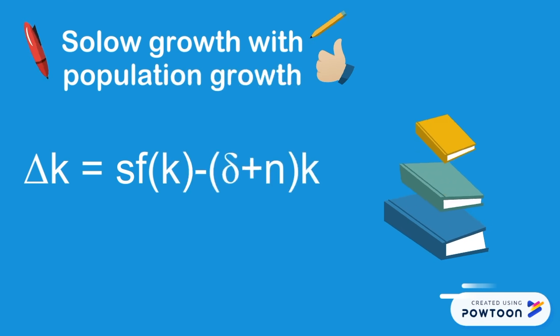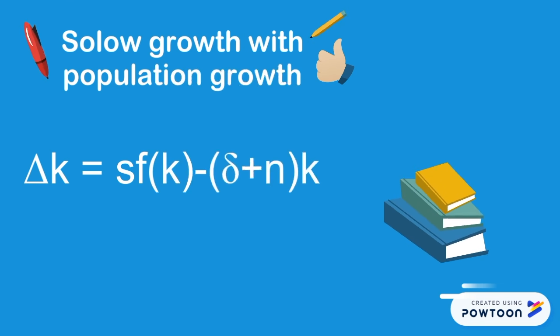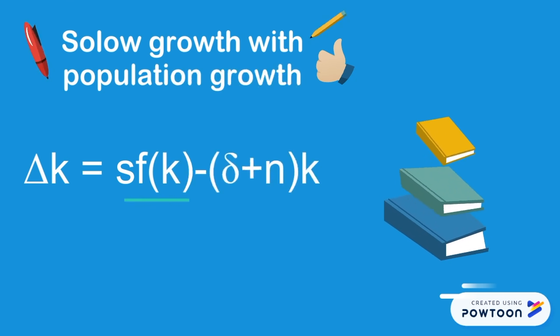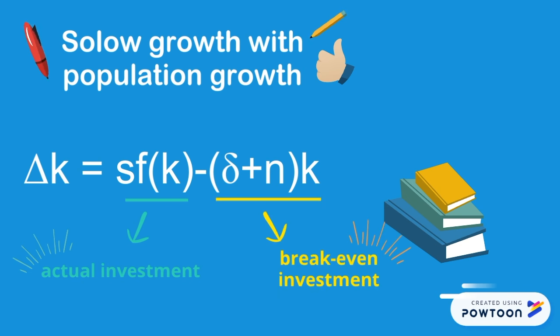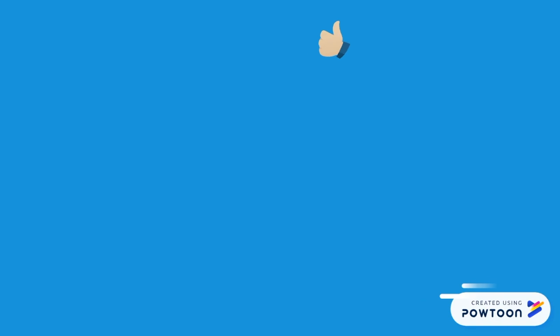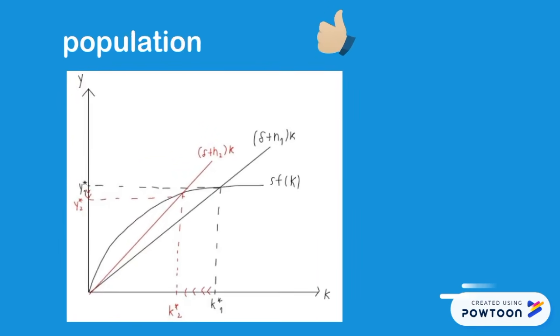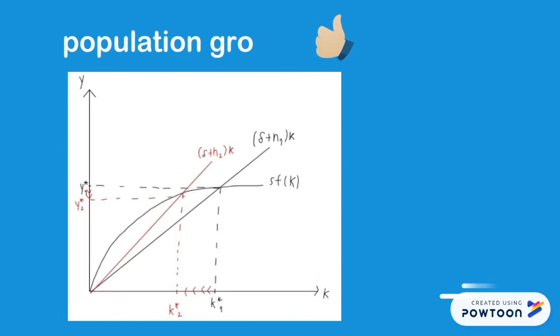First, we will add the rate of population growth, n, whose value can be between 0 and 1. We will get the equation of motion for K with population growth: delta K equals sF(K) minus (delta plus n) times K, where sF(K) is the actual investment and (delta plus n)K is the break-even investment.